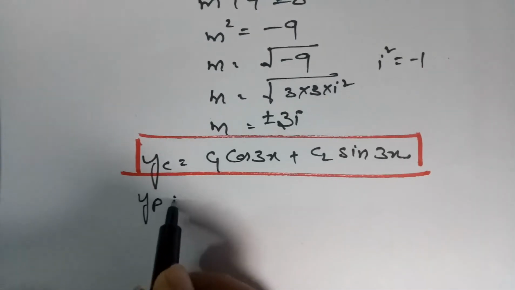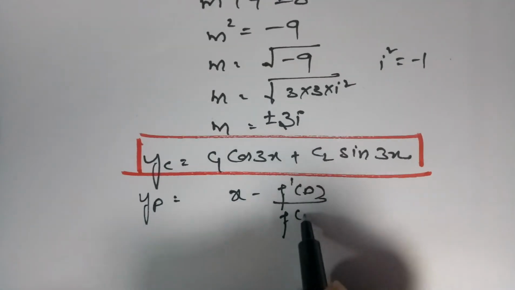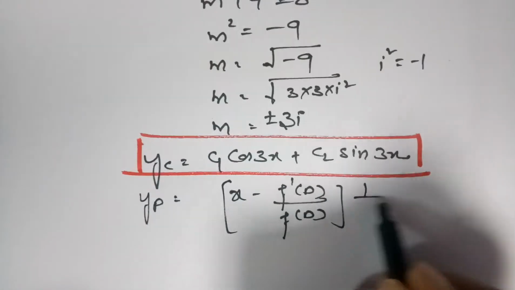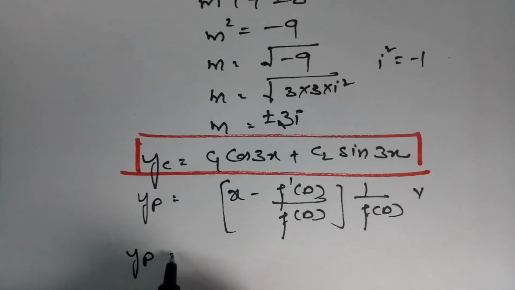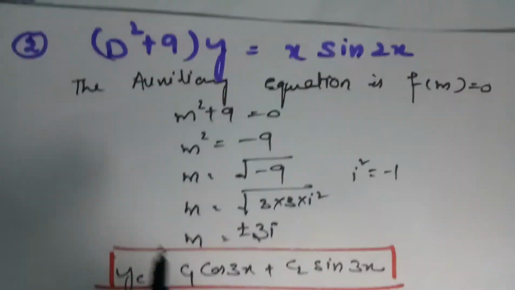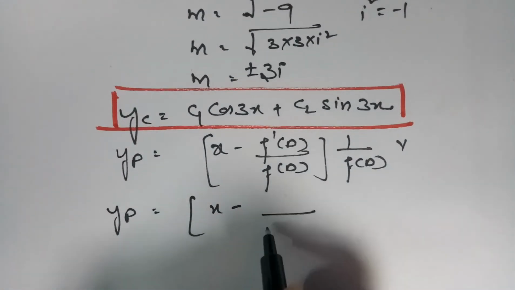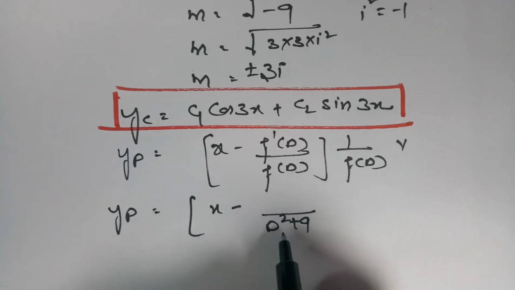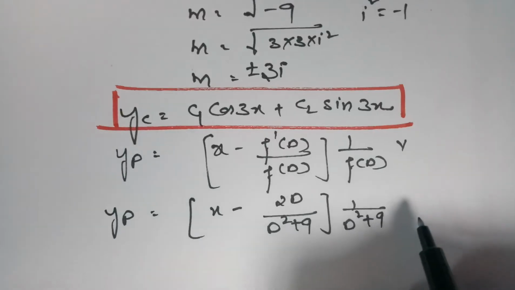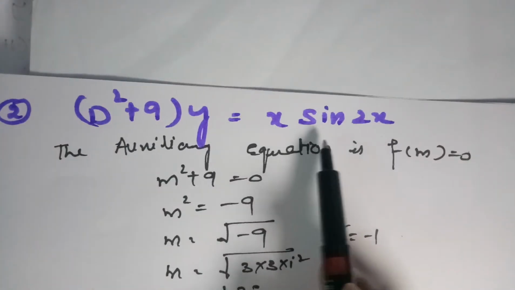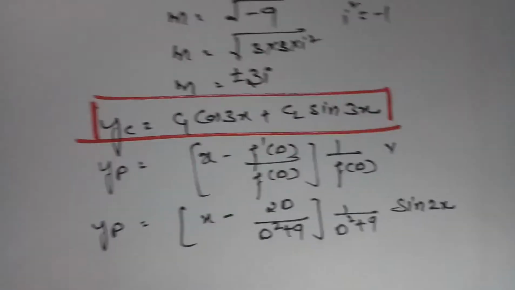So the particular integral formula is x minus f dash of d by f of d into 1 by f of d into v. So yp is equal to, I'll show what f of d is. f of d is nothing but d square plus 9. The derivative of this is 2d, into 1 by f of d, which is d square plus 9. And what is v here? v is nothing but sine 2x.